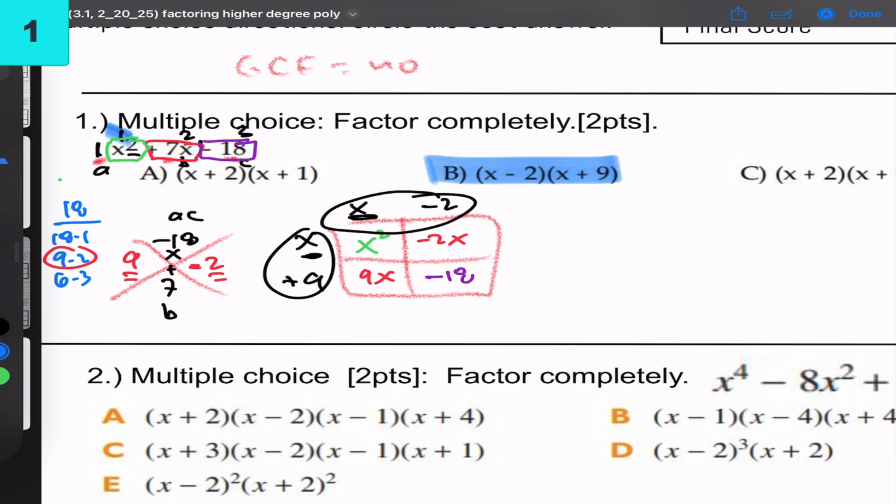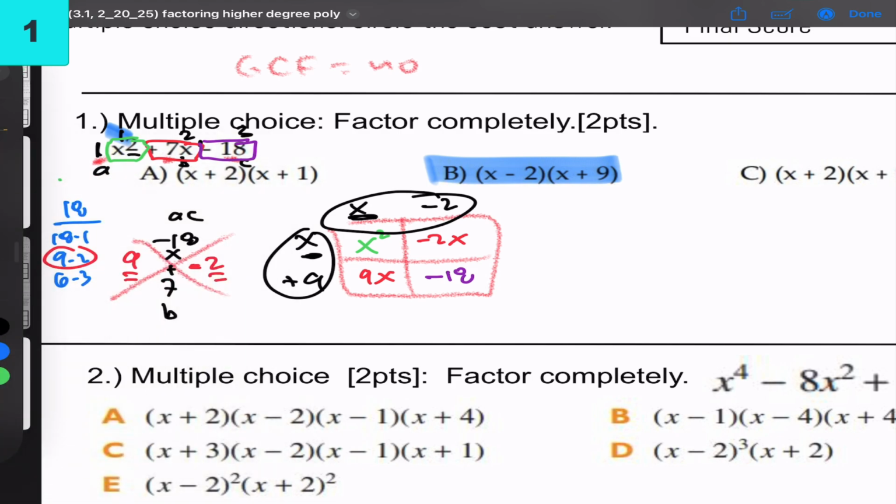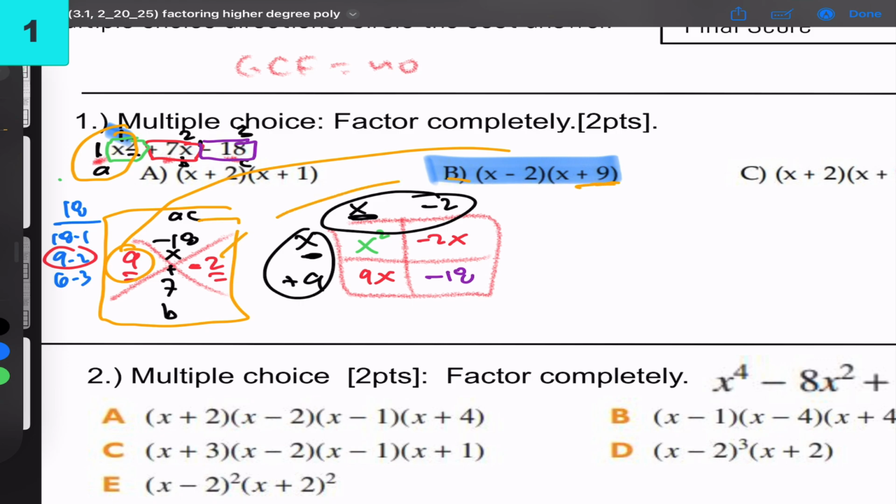Now, this also tells us about the shortcut: if your A is equal to 1, then you only need this X, because you can see that the 9 is right here, and then the negative 2 is right there. Okay, so that is the trick.